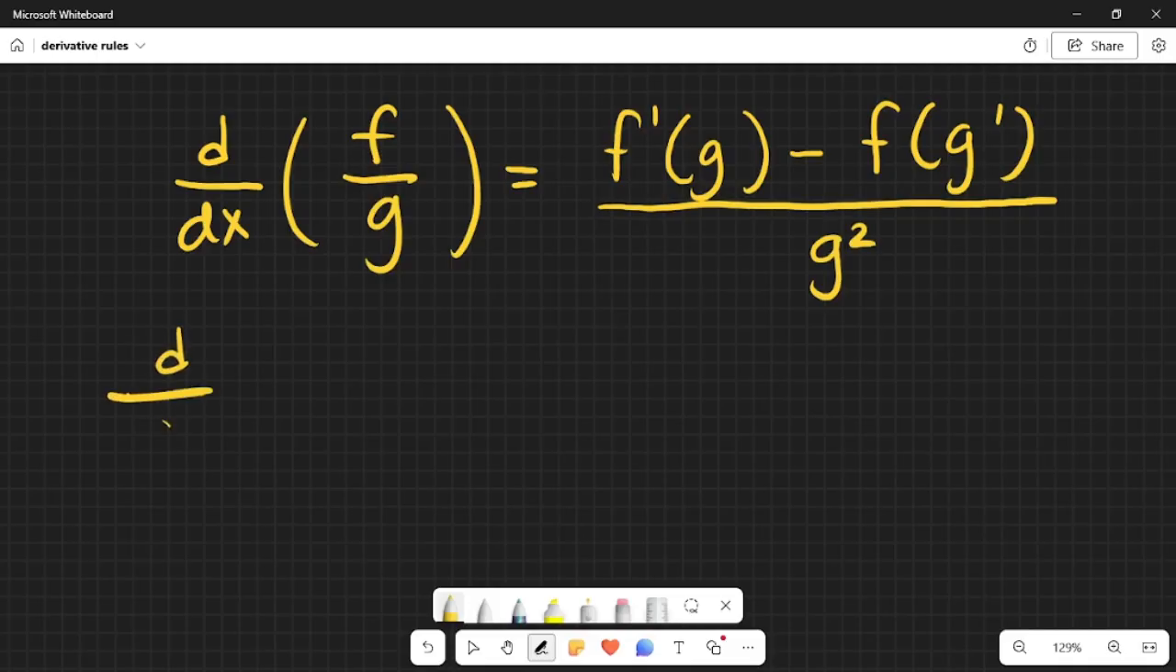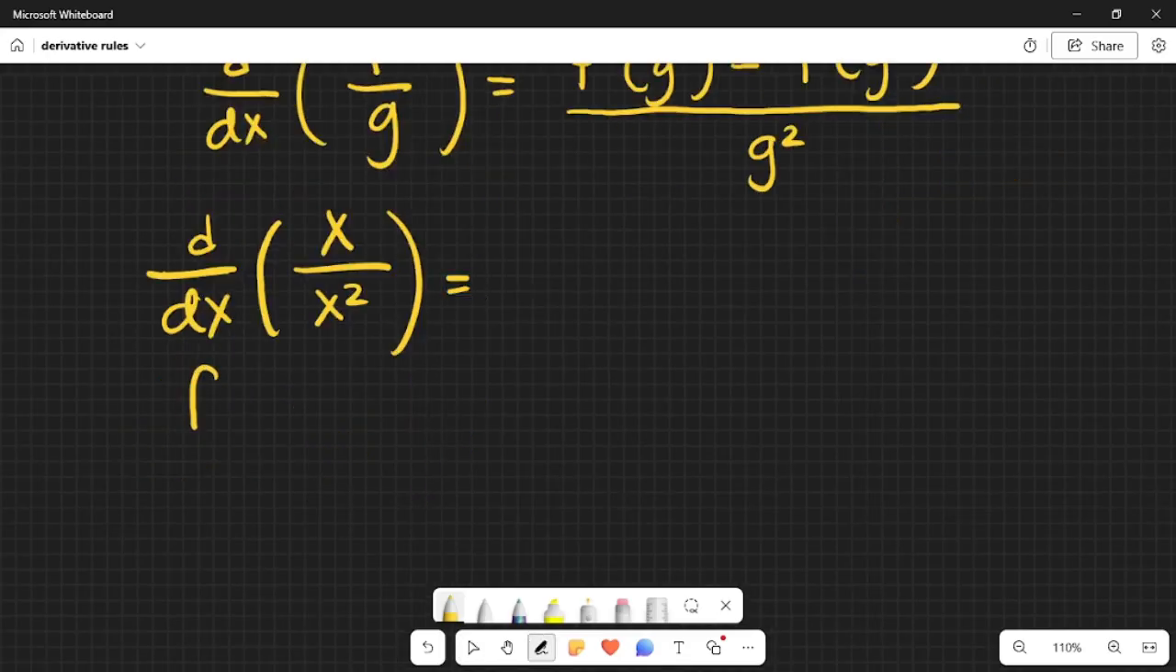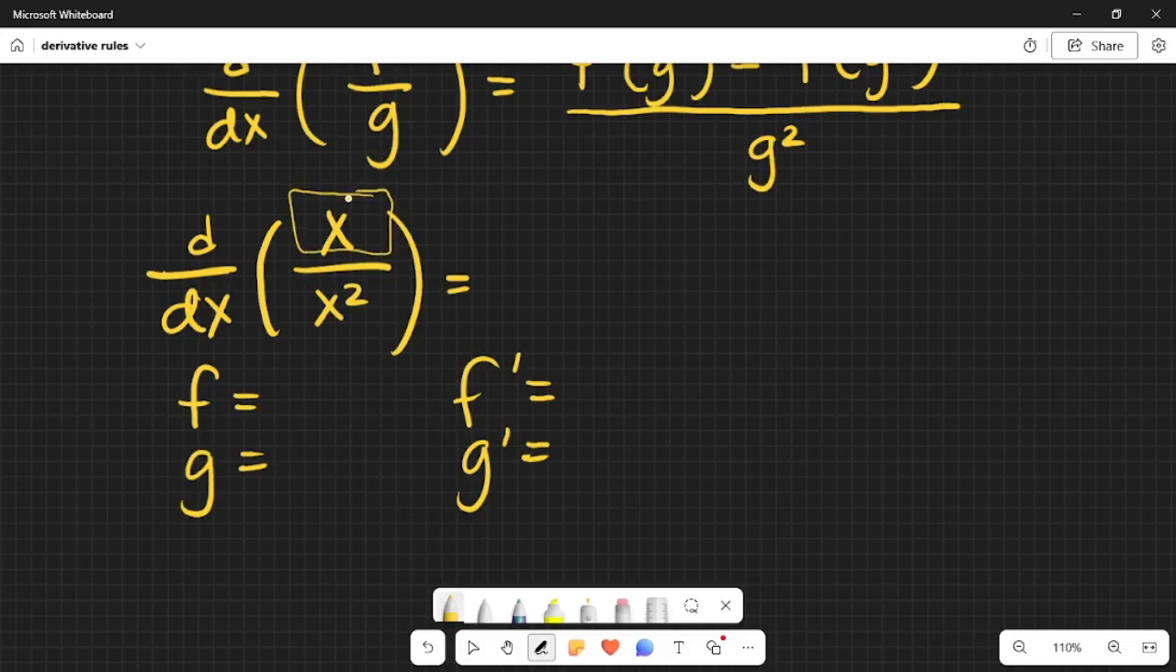An example would be x over x squared. Let's try to solve. So first we're going to get our f, and then we're going to get our g. And then we're going to find the derivative of f, and then we're going to find the derivative of g. Our f is the numerator. The numerator is above the fraction. The denominator is below the fraction.